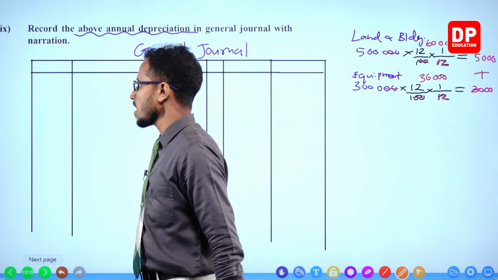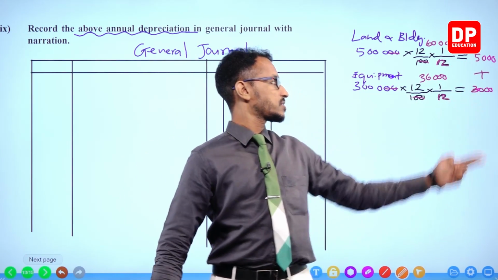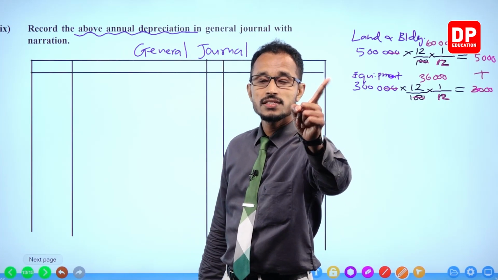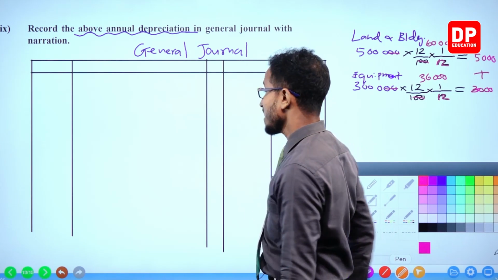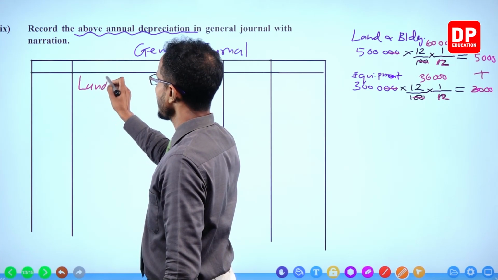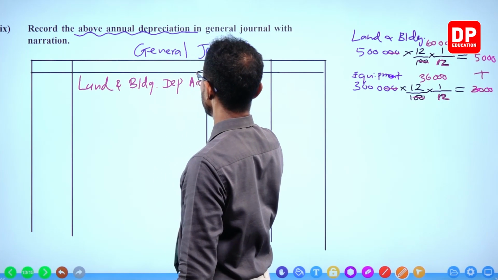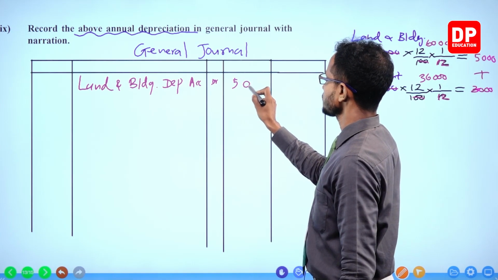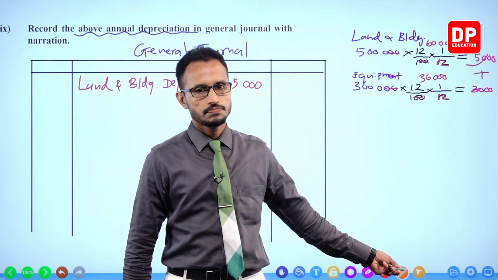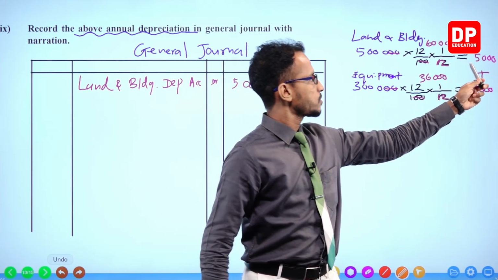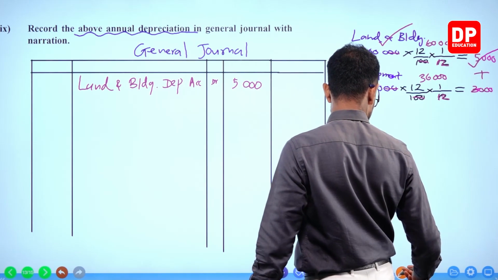Okay, now tell me how to write the journal entries to record this 5,000 and this 3,000. 5,000 is for land and buildings. What is the double entry? Journal entry means double entry, right? Land and building depreciation account debit 5,000. What is the credit entry?